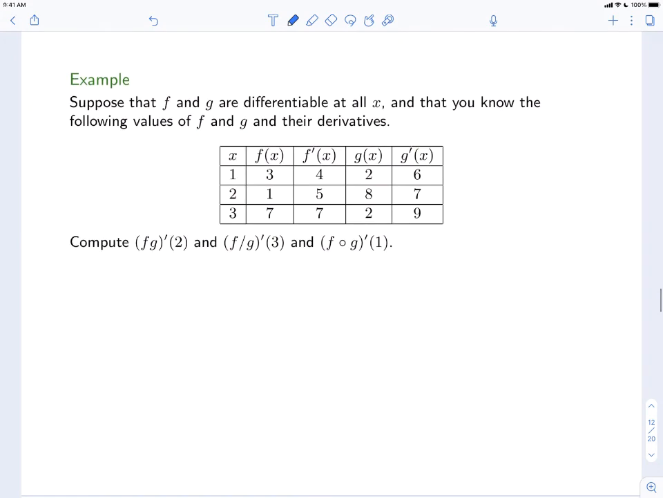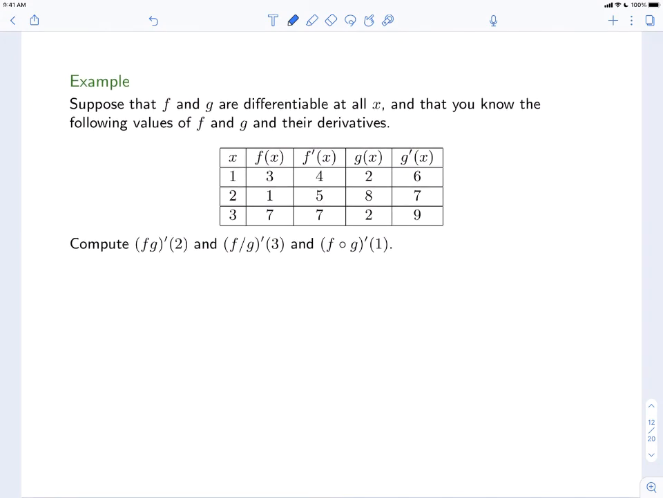Let's do a different kind of example. Suppose that f and g are differentiable at all x, but we don't know the values of f and g and their derivatives for every x. We just know it for a few. We know for x equals 1, x equals 2, and x equals 3. So for example, f evaluated at x equals 2 is 1, and g prime evaluated at x equals 3 is 9. So we don't know formulas for f or g or their derivatives, but we know their values for certain inputs, namely 1, 2, and 3.